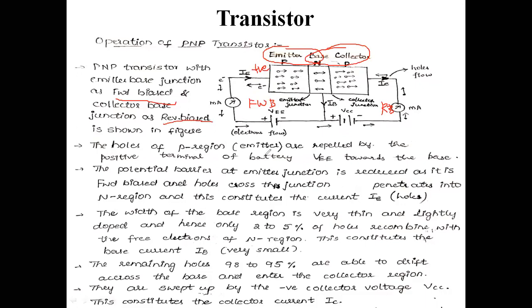The holes of the P region, the emitter, are repelled by the positive terminal of battery VEE towards the base. Those holes are going to be repelled towards the base, and those holes travel towards the collector. They travel to the collector via the base terminal. Okay.